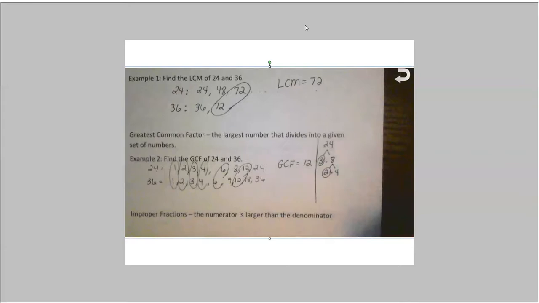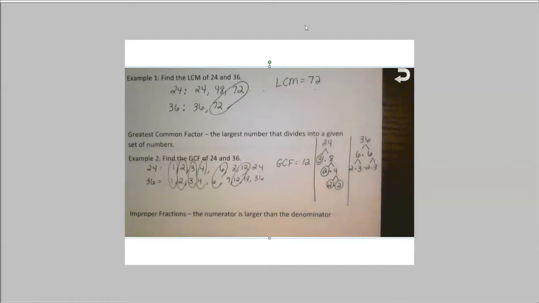3 is prime, but 8 is not, so I'm going to keep factoring. That's 2 times 4. 2 is prime. I'm going to keep factoring 4. That's 2 times 2. Okay, so that's the prime factorization of 24. 36 is 6 times 6, which is 2 times 3 and 2 times 3.